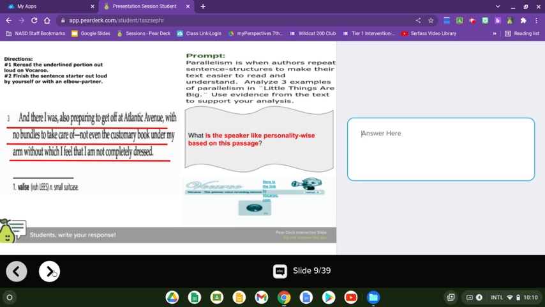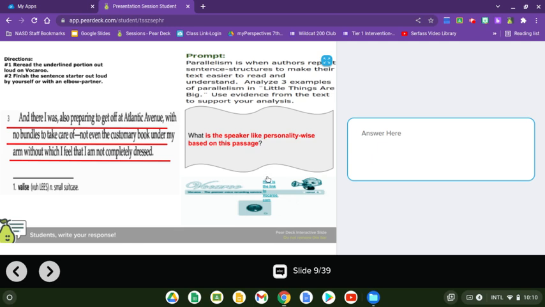Now, we're going to be switching it up just a little bit, and we're going to be going back over that passage, and I want to show you how to do so today. Just with this one, the other one I think you can handle on your own after this example. All right, let's take a look at the directions in the upper left. Directions. Reread the underlined portion out loud on Vocaroo. Got you. Finish the sentence starter out loud, by yourself, or with an elbow partner. Okay. Well, we can all figure that out together.